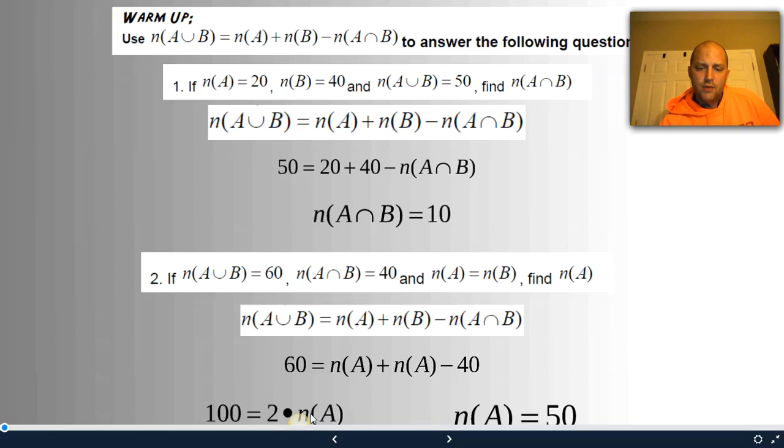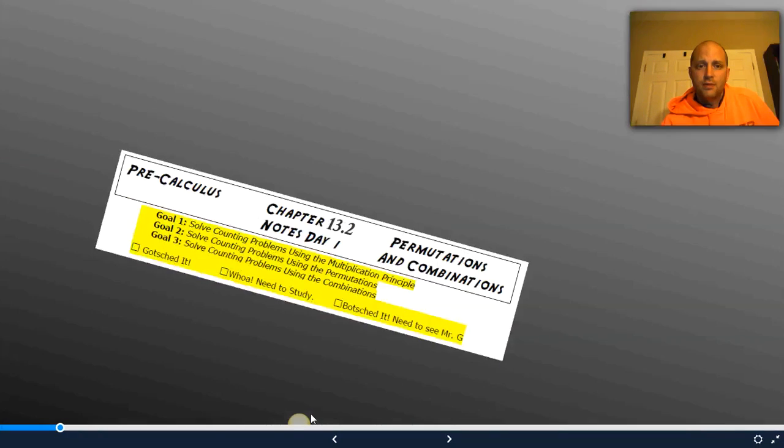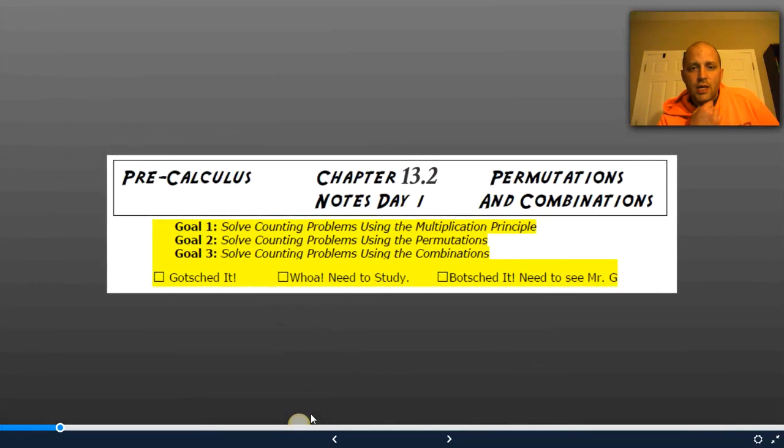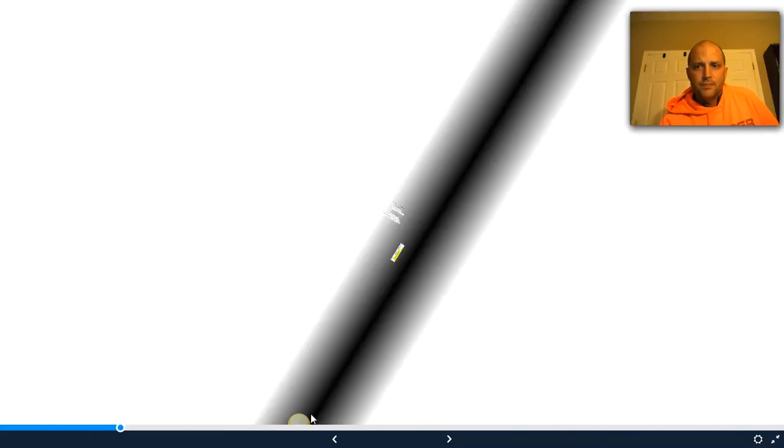And now we're looking at moving on to our goals for today. Again, we're looking at the counting problems of multiplication principle, permutations, and combinations. You're going to need your calculator for this, so I recommend grabbing that thing. Hopefully you got that available. And I'll show you how to do some of this by hand, and then afterwards you can just use your calculator. So here we go.